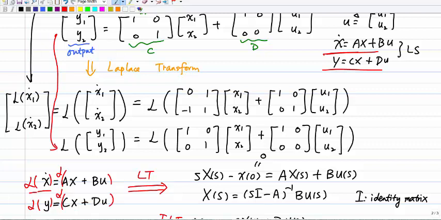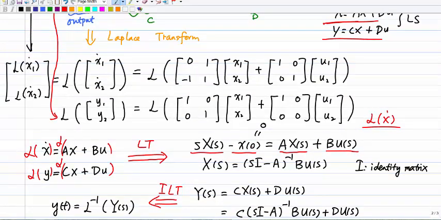For this one, you can consider x as a scalar case. Use the same property I mentioned before, like L of x dot. You assume this is just a scalar but use the same property. The only difference is when you do the actual calculation, it has to be a vector. So sX(s) minus x0 equals A times X(s) plus B times U(s). Here we can find, assuming the initial state x0 is 0 to make it simple, X(s) will be just (sI minus A) inverse times B times U(s).